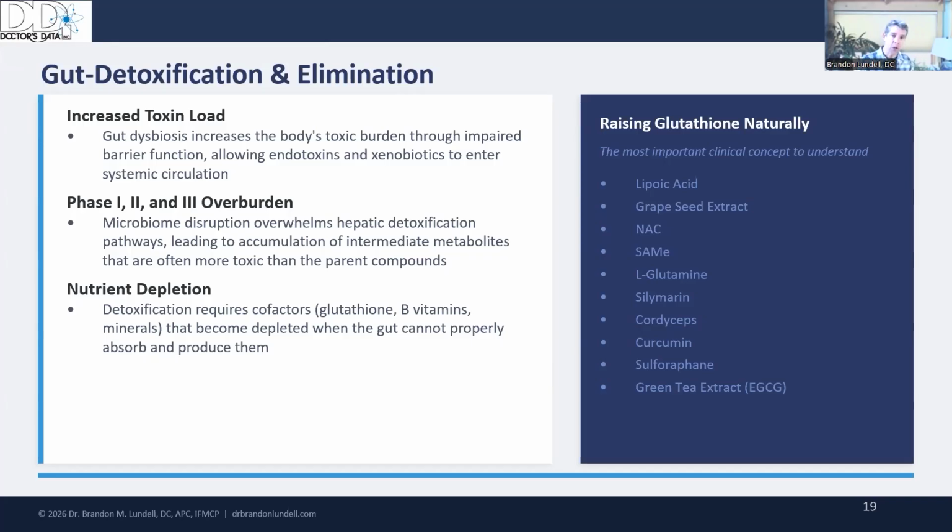You've got to build the mechanisms for your body to make its own glutathione. So we use lipoic acid, grapeseed extract, N-acetylcysteine, SAMe if you need to for a while, and glutamine, because glutathione is, after all, cysteine, glutamate, and glycine. So making sure that there's enough substrate there. Silymarin, cordyceps, curcumin, sulforaphane, green tea extract, any or all of those help support intracellular glutathione.